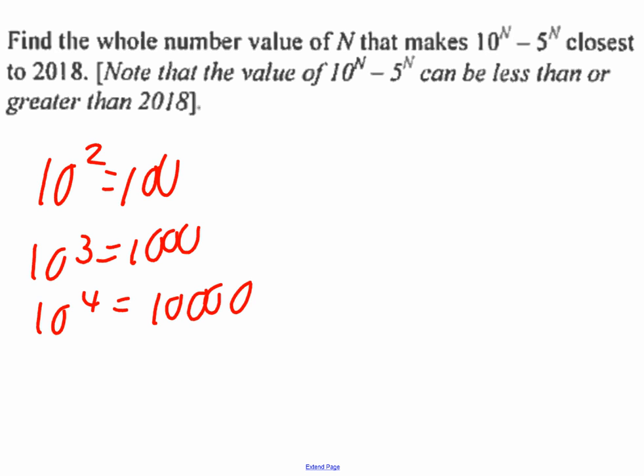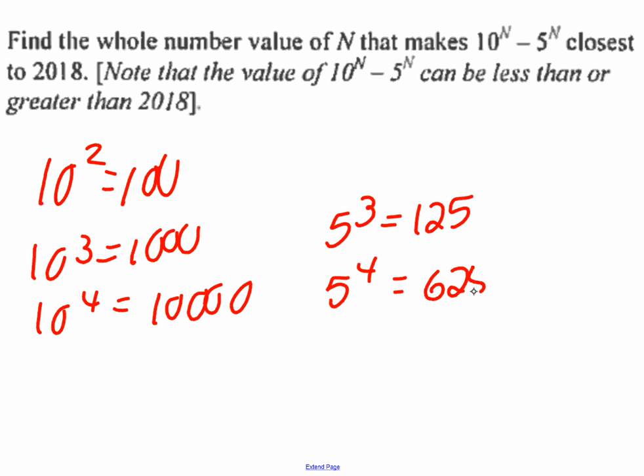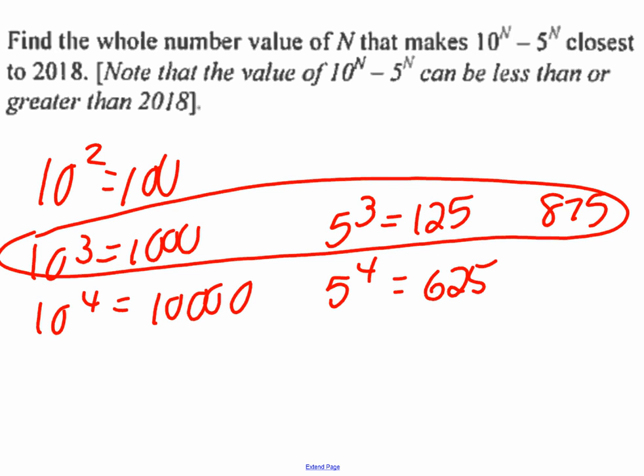Then you've got to compare what's 5 to the 3 and what's 5 to the 4. You just do a quick mental subtraction. This one you're going to end up with 875. This one's going to be well over, like this one's going to be almost 10,000 to be perfectly honest. So which one's going to be closer to 2018? It's going to be this one right here. So n is going to be 3.